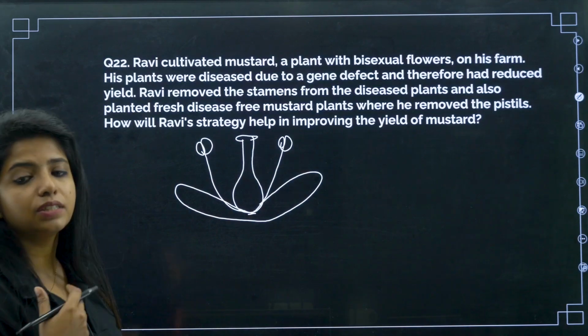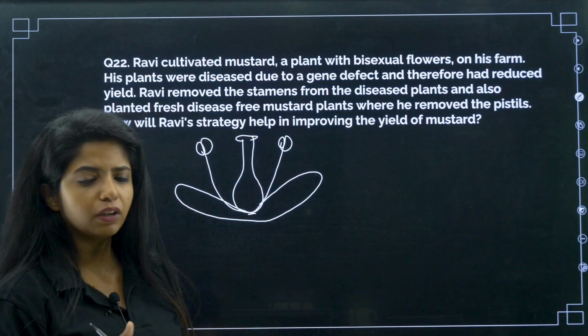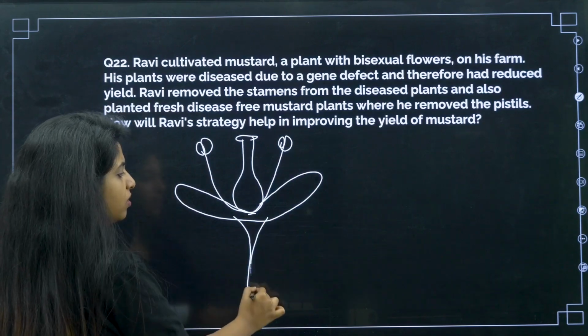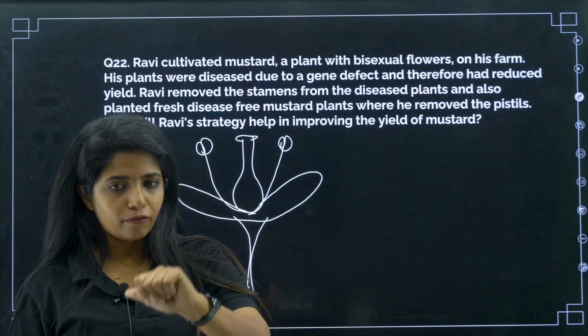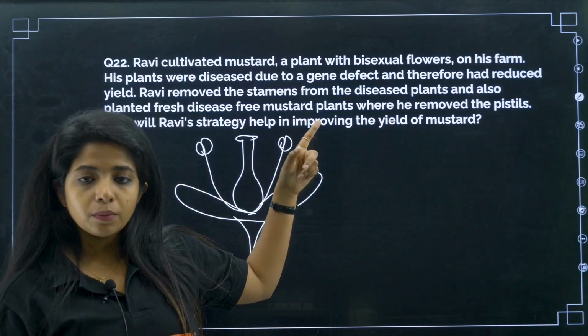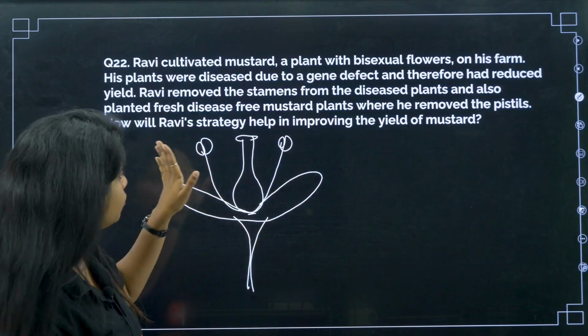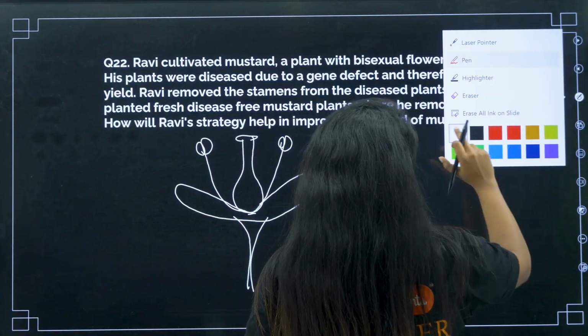Now, his plants were diseased due to gene defect and therefore had reduced yield. So, he found that his plants were kind of dying because they had so much disease and things like that, because there was a gene defect. So, what did Ravi do? Ravi removed the stamens from the diseased plants. He removed these.